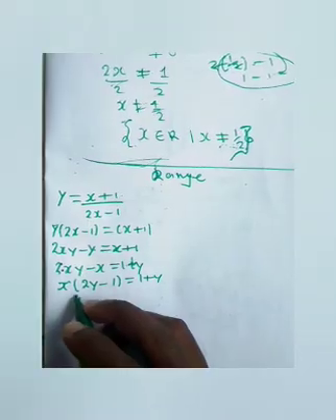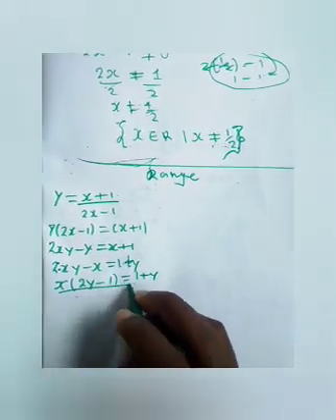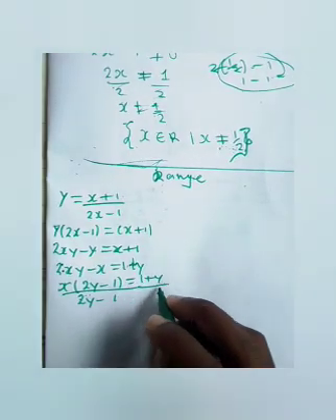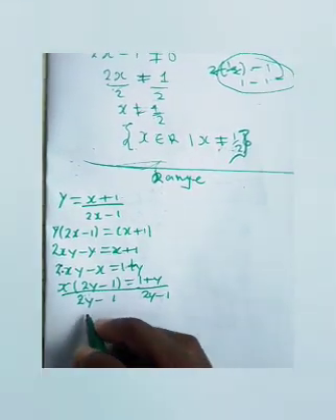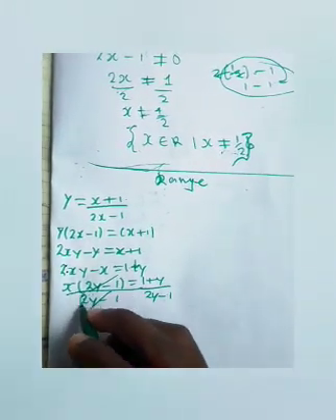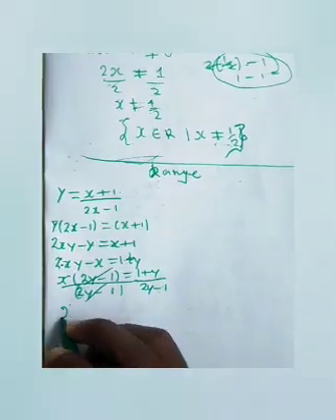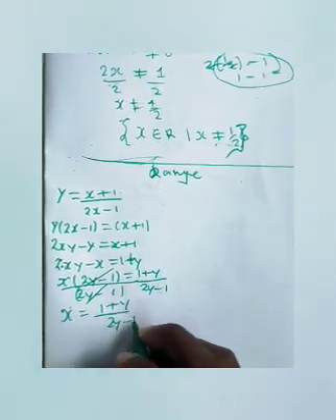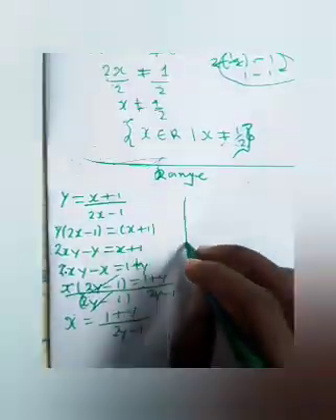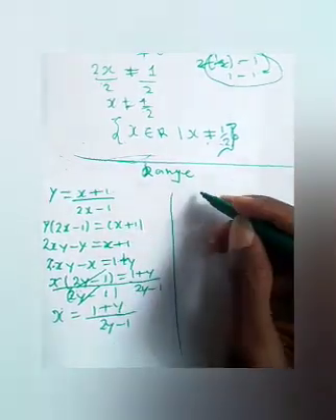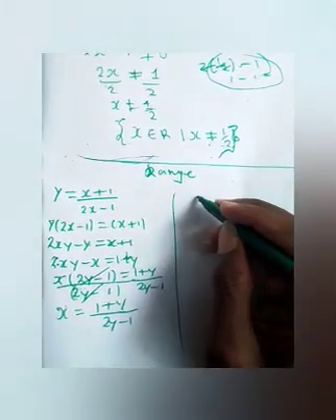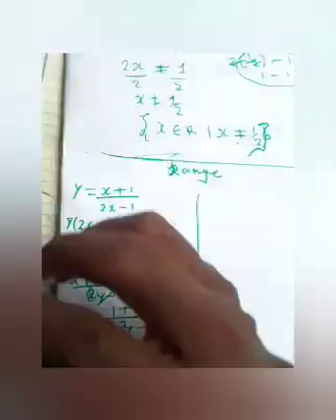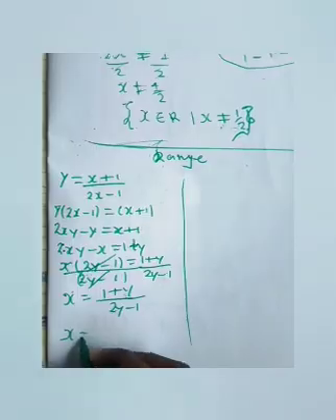Makes sense? And then I need to have x as the subject of the formula, right? So I'll divide through by 2y minus 1. These will cancel out, then I'll remain with x is equal to 1 plus y over 2y minus 1. And then finally, now we can proceed and find the range. To find the range now, we're just going to get this denominator here. Let me just try to rewrite it.